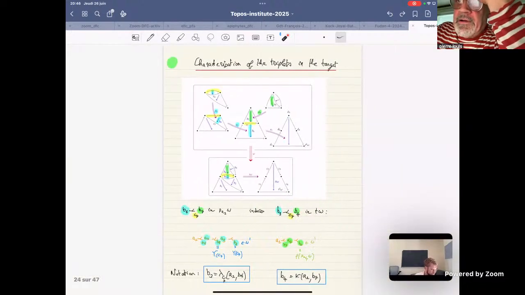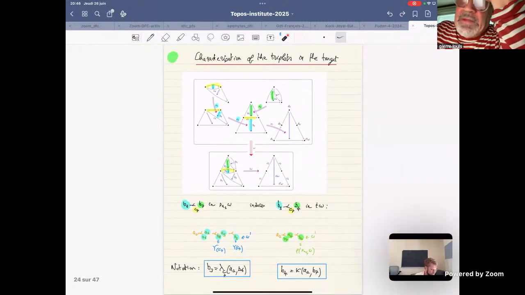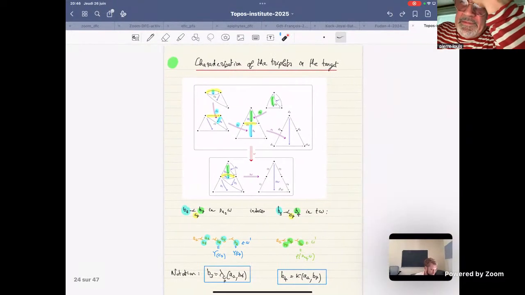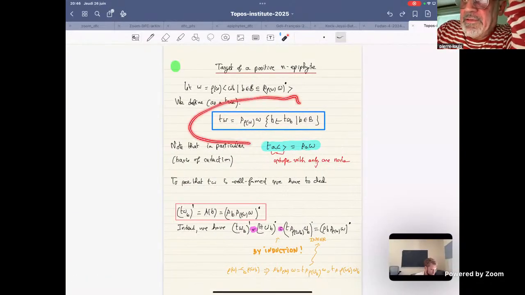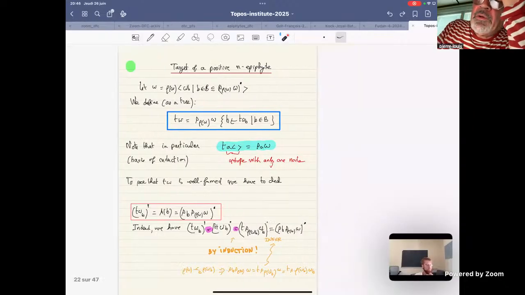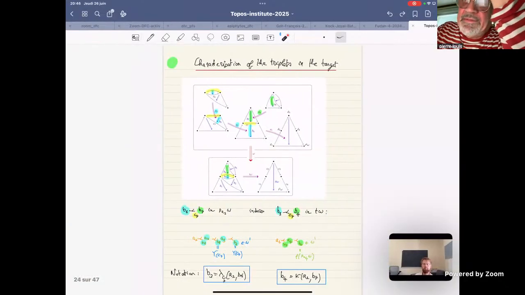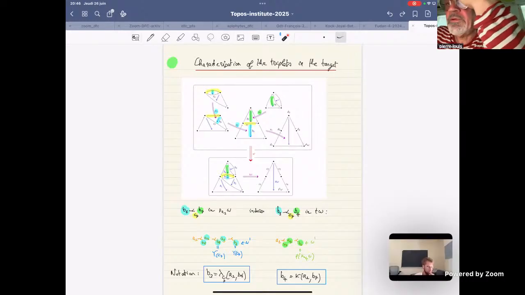Okay, so now I want to briefly mention that besides this inductive definition of target, there is a more algorithmic definition, which is quite useful, and that actually was proposed by my co-author, Louise. And I will not detail it because I want to keep a few minutes for the last part.